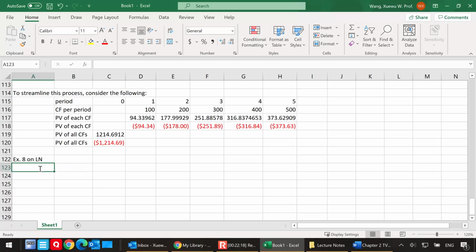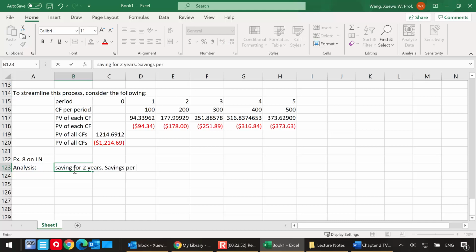So what's the analysis here? If you look at this question, it is fairly complicated. But the thing here is, in Excel, you can easily adapt the timeline and the methodology we just discussed to very complicated questions like this. This person is saving for 2 years, and it's saving monthly, so savings per month. So in 2 years, that's 24 savings.